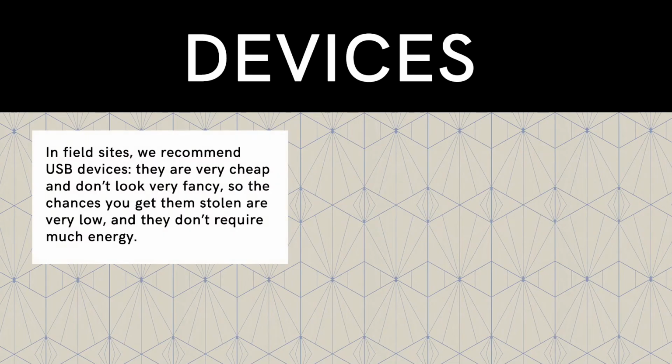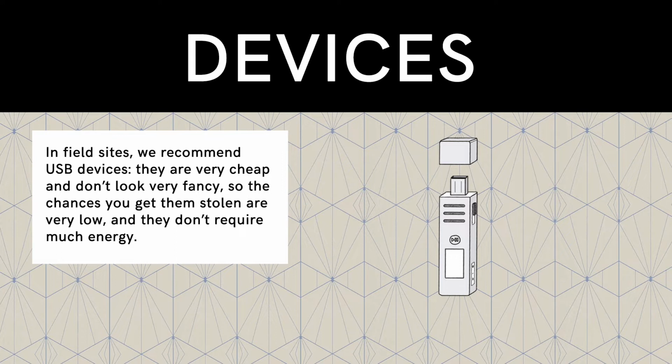Regarding devices, in field sites we recommend USB devices. This is because they are very cheap and don't look very fancy, so the chances you get them stolen are very low. But most importantly, they don't require much energy. You can charge them with a simple solar panel, for instance.